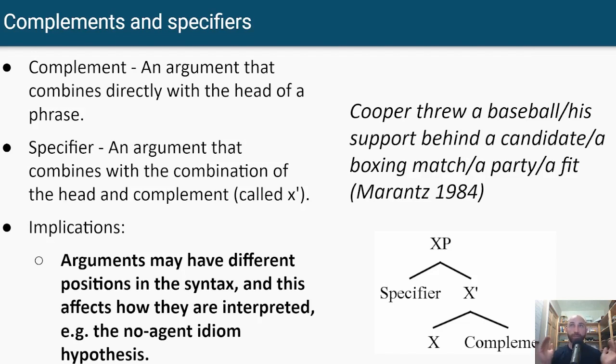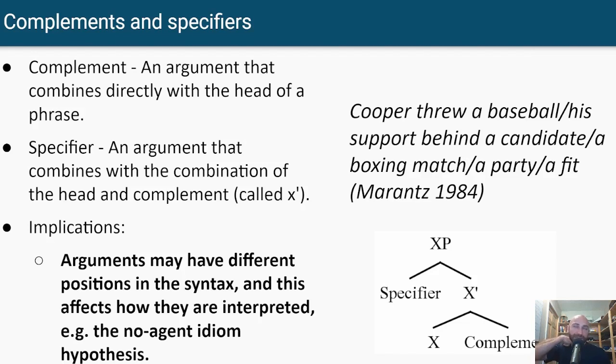The threw a baseball unit is what's called X bar. And again, you can look up X bar theory if you want to. It's a very old syntactic theory at this point. But this just allows us to look structurally at how things combine, and for us to give a label to different kinds of arguments that words can have. Okay, so what people have noticed is that arguments may have different positions in the syntax, and this affects how they are interpreted. For example, there is something called the no agent idiom hypothesis. This example actually is from Marantz, 1984.